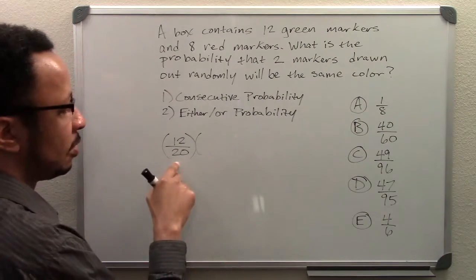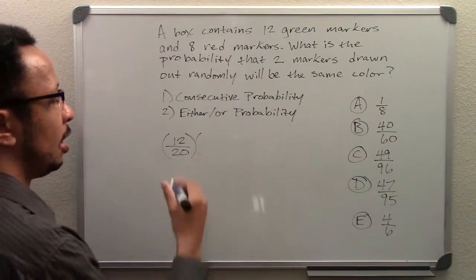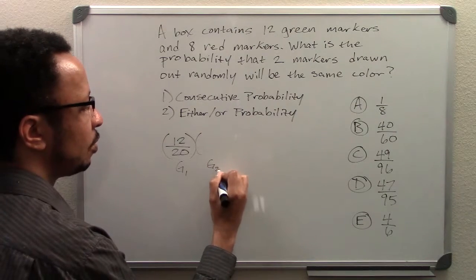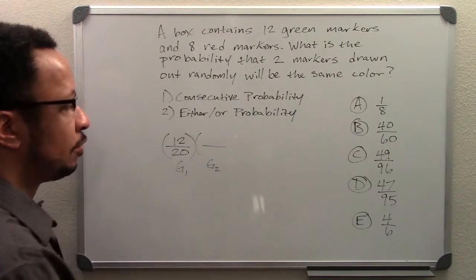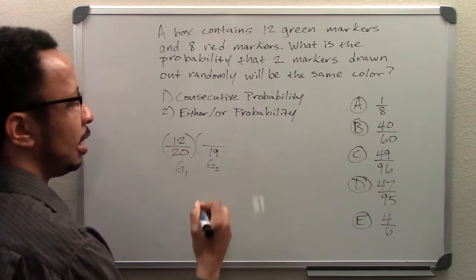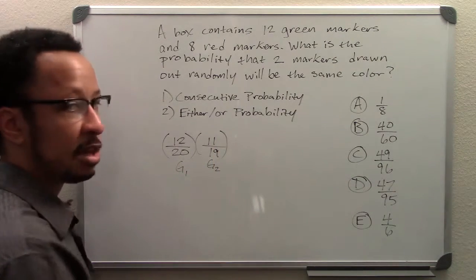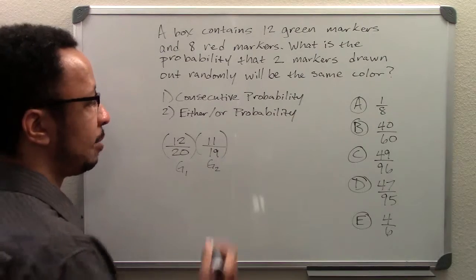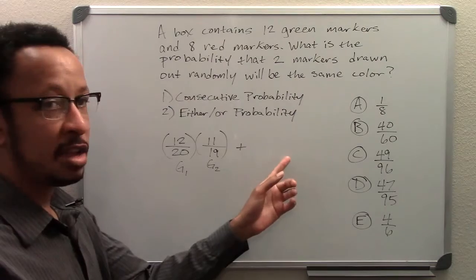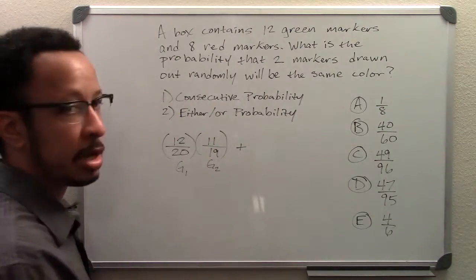That's the first draw, and let's say you got a green. We can label that green 1. The second one would be green 2. For green 2, if we drew out one green, then we would have a total of 19 left, and 11 green left. This is a consecutive probability setup. Next, we'll add the consecutive probability of the reds, and that's what you do when you have an either-or situation.